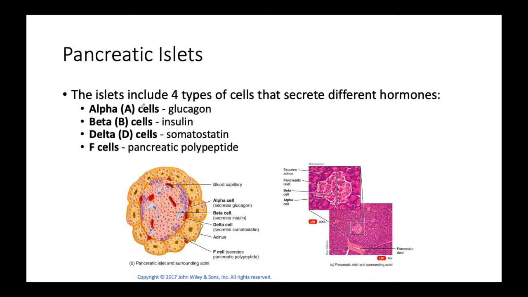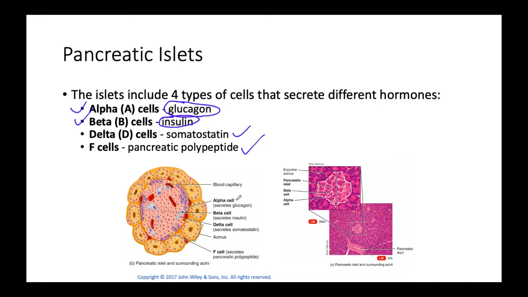Now, the islets of Langerhans, these are primarily your alpha cells and beta cells. Your beta cells are responsible for detecting blood sugar levels and secreting insulin, whereas the alpha cells also detect blood sugar levels but are responsible for secreting glucagon. The delta cells secrete somatostatin, and the F cells secrete pancreatic polypeptide.